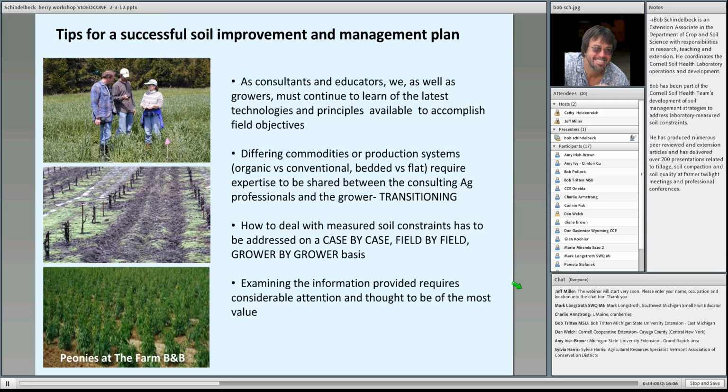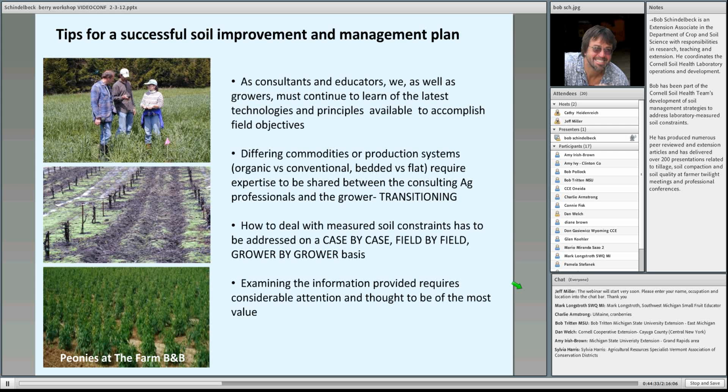So that's where the consulting ag professionals and the grower will see more and more of these liaisons being necessary, yet at the same time we're going to see probably less and less money for state and county support for this. So we really need to be thinking, how can I get this information out as educators, but also as growers, how can I get this information in from all these different sources?